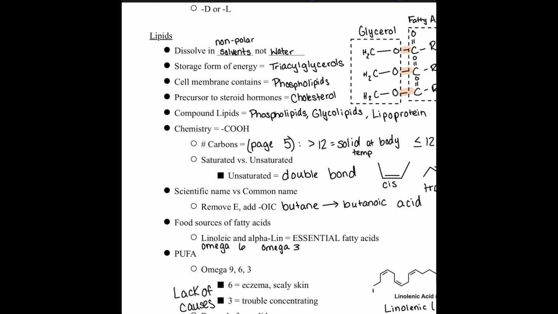Another function is that they are part of the cell membrane, and we're going to talk about this more later, but we call those our phospholipids. So a lipid that's in the cell membrane is a phospholipid. Next up, it's going to be a precursor to steroid hormones. So our lipid that is a precursor to steroid hormones is cholesterol.